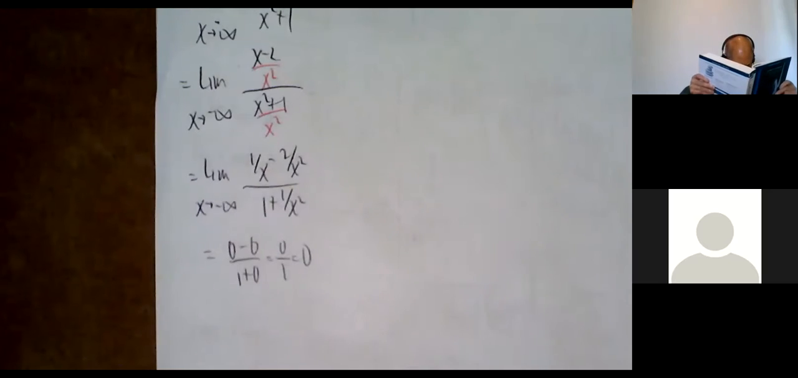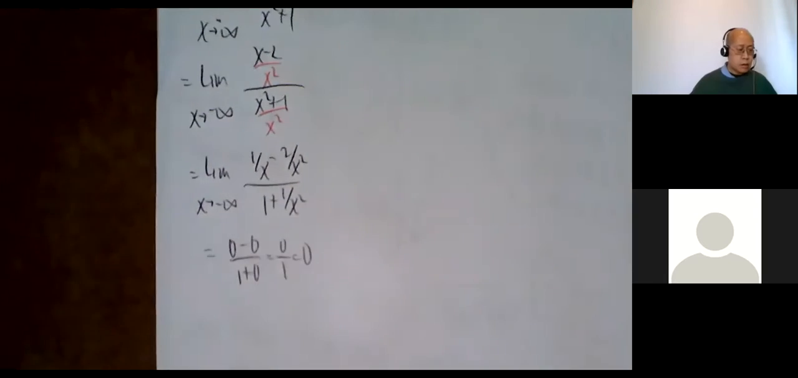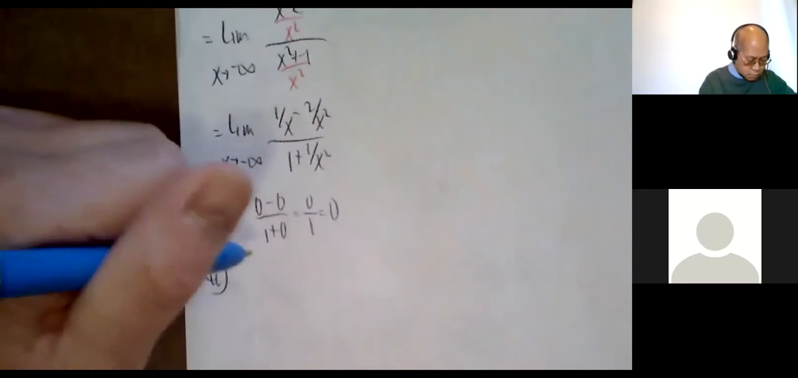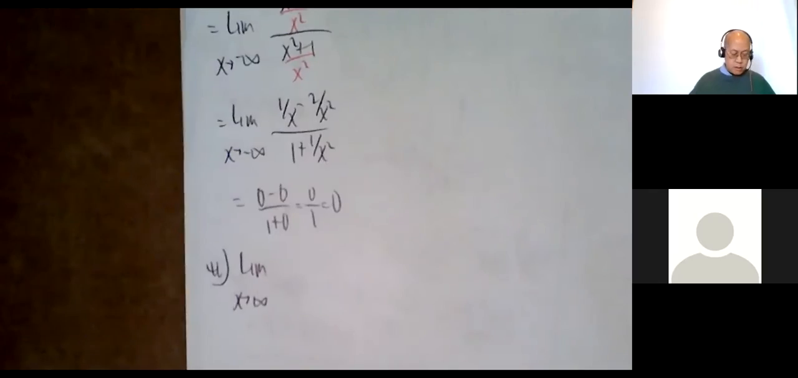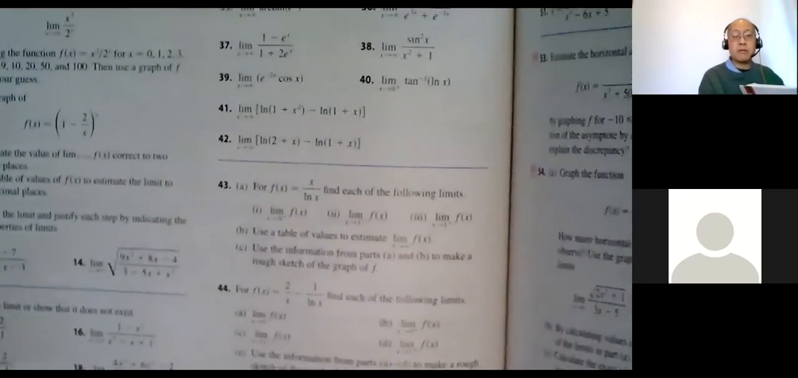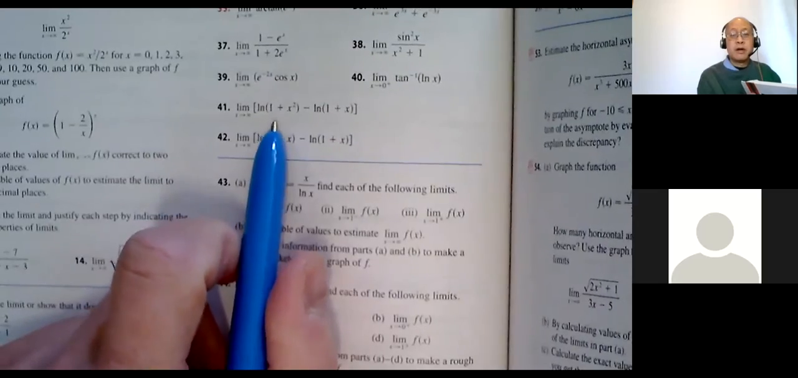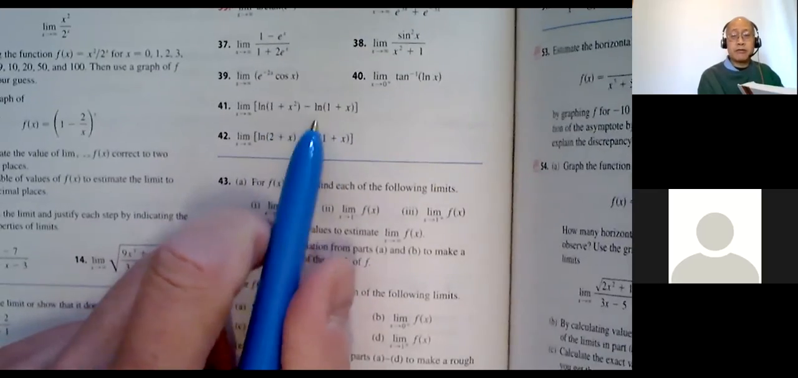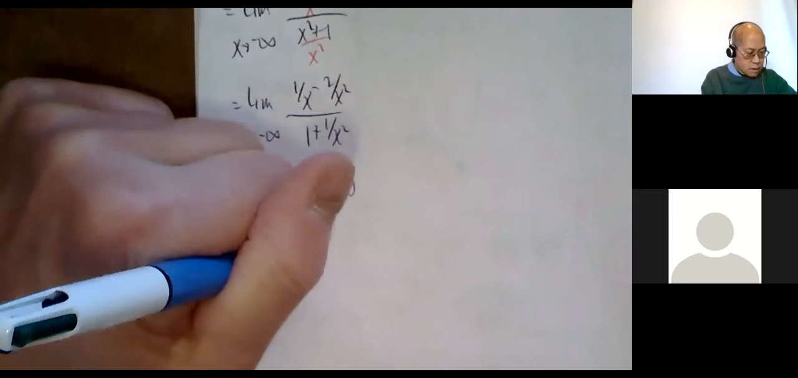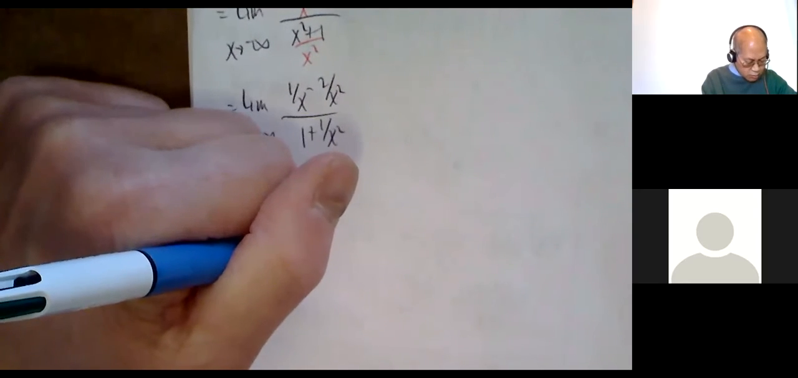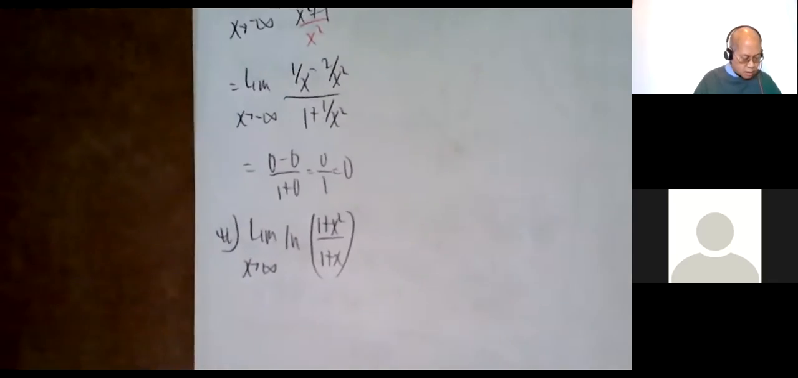Okay, let's see. 41. To save time, I'm not going to write the problem. The trick for this one is to write it as a quotient. Limit of ln that over that. That's a property of logs. So I'm going to write it directly as ln of 1 plus x squared over 1 plus x.